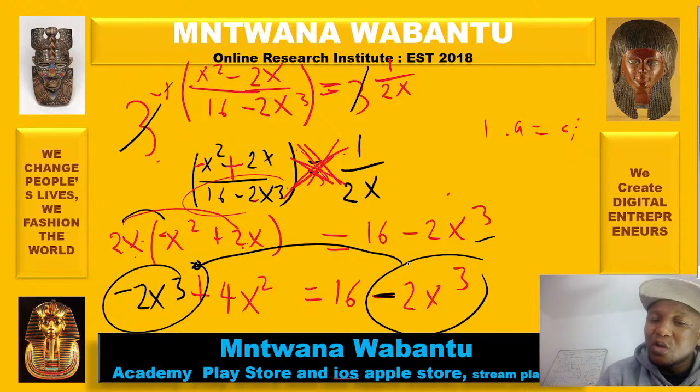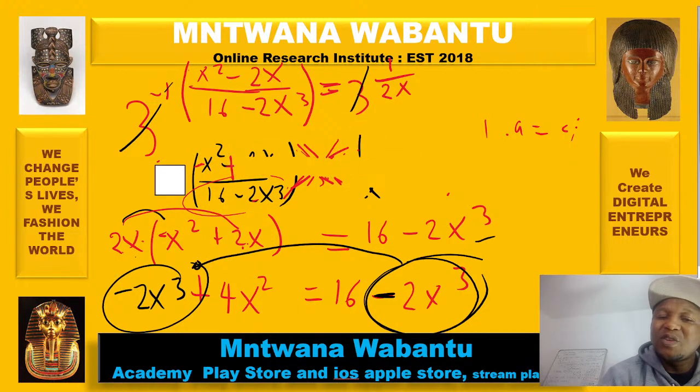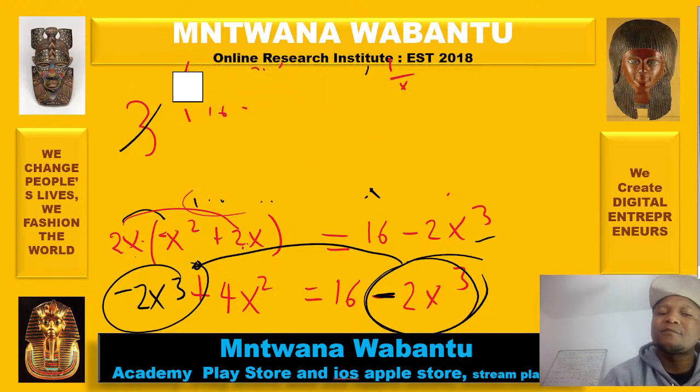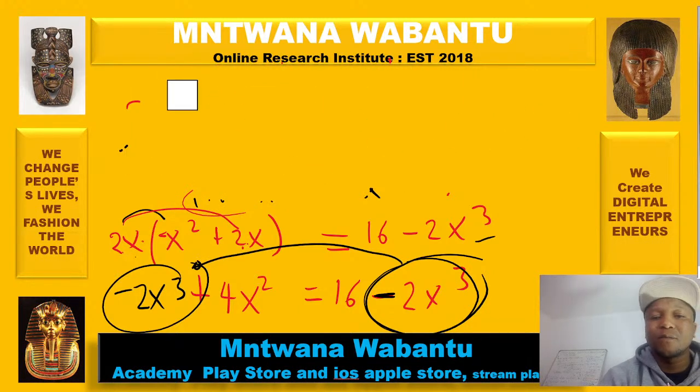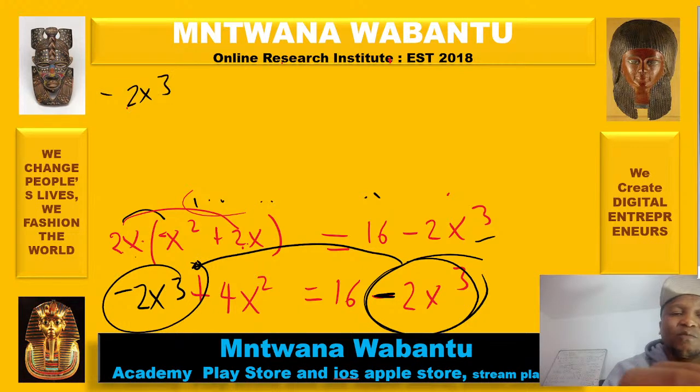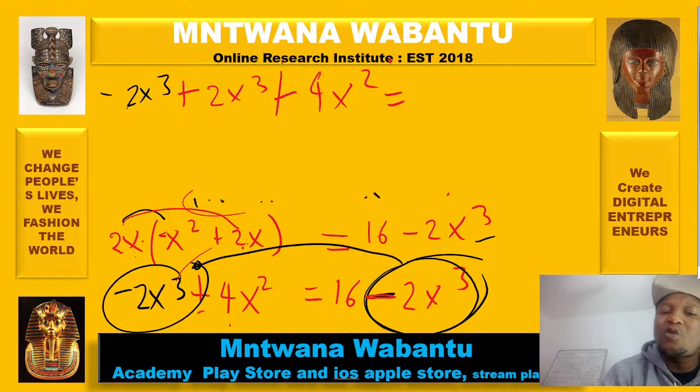Remember, this is negative. You know why I write it like that? Let me make a space here. The reason why I do this is so that the sign of any number is on the left. So then we have a negative 2x cubed. When this goes to the left, remember it's negative, so it's going to become positive. But we have plus 4x squared, and then equal to 16.